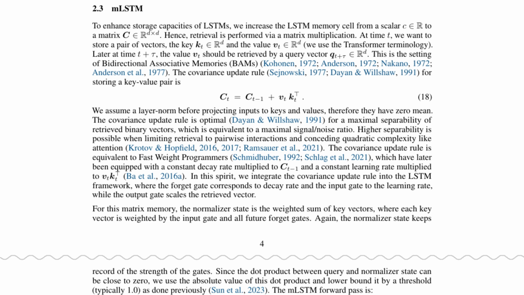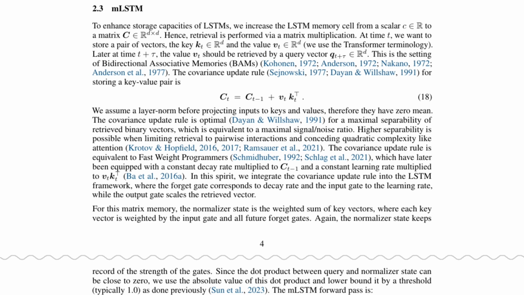This is the setting of bidirectional associative memories, BAMs. The covariance update rule is C_t = C_{t-1} + v_t k_t^T. We assume a layer norm before projecting inputs to keys and values, therefore they have zero mean. The covariance update rule is optimal for a maximal separability of retrieved binary vectors, which is equivalent to a maximal signal-to-noise ratio. Higher separability is possible when limiting retrieval to pairwise interactions and conceding quadratic complexity like attention.